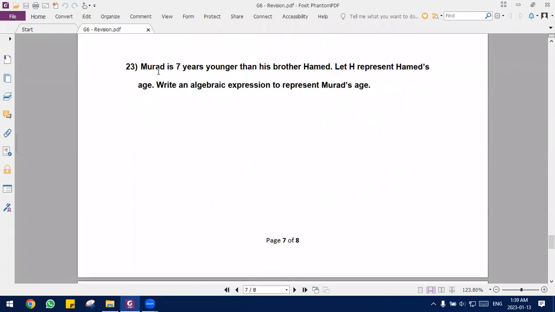Question 23. Murad is 7 years younger than, younger means less, his brother Hamid. Let H represent Hamid's age. So H for Hamid's age. Write an algebraic expression to represent Murad's age. So Murad is the age of Hamid, but younger than him, 7 years. So this is the expression. H minus 7 will give me the age of Murad.